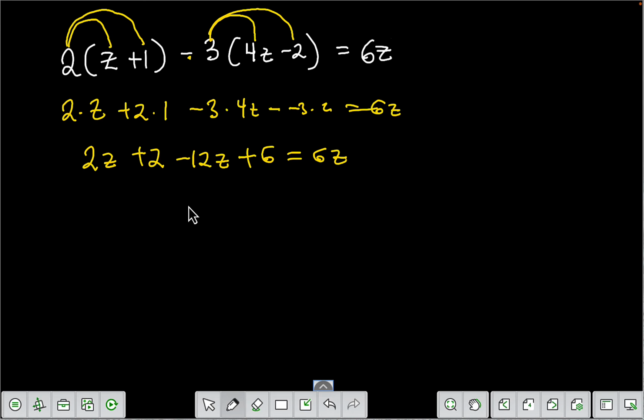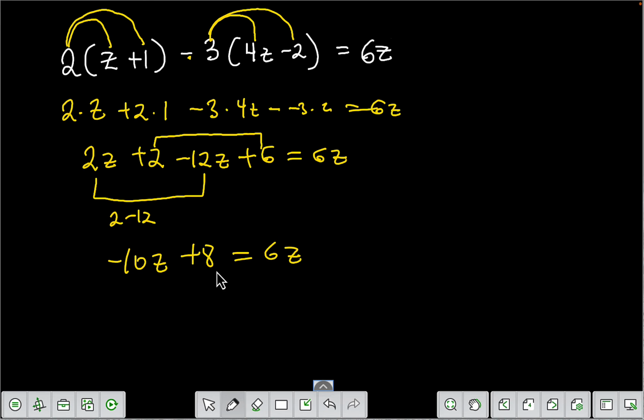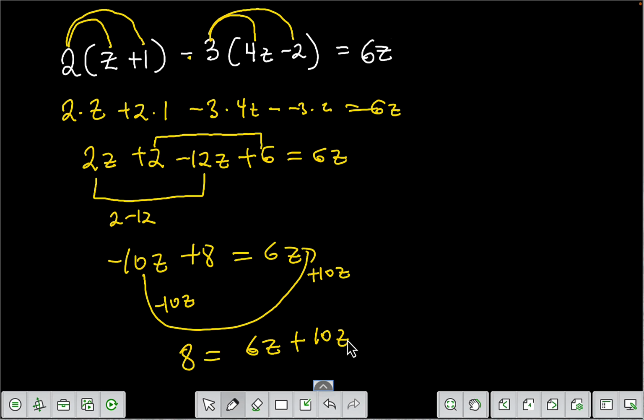Now let's see, 2z minus 12z, they are like terms, so that will wind up as 2 minus 12 is negative 10z, and then 2 plus 6 will give you 8, and that is equal to 6z. This and that are also like terms, so we're going to go this way. So we are transposing 10z from the left side of equality to the right side of equality, so it becomes plus 10z. This is going to give us 8 equals 6z plus 10z, right?